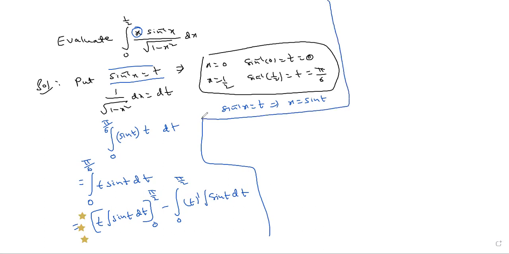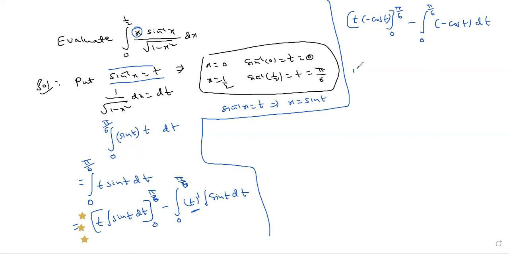So what can you get here? t into integral sine t is minus cos t. Boundaries are 0 to pi by 6 only, not pi by 2. 0 to pi by 6, minus integral 0 to pi by 6. t dash means differentiation of t, which is 1. Integral sine t is minus cos t.